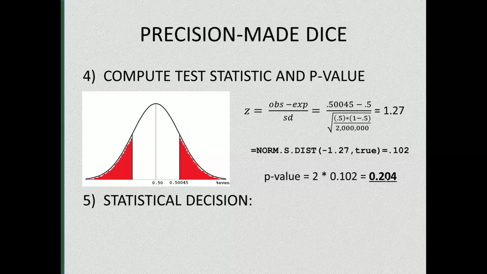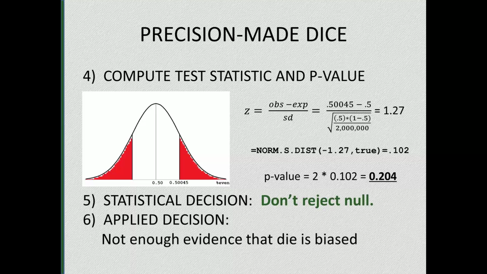Our statistical decision with a p-value bigger than 0.05, do we reject or not reject the null hypothesis? We're saying this is a relatively common occurrence, nothing too unusual here. There's no reason to reject that null hypothesis. And again, we don't care about hypotheses, we care about the dice. We need to make an applied decision. In this case, by not rejecting, we're saying there's not enough evidence that the die is biased.